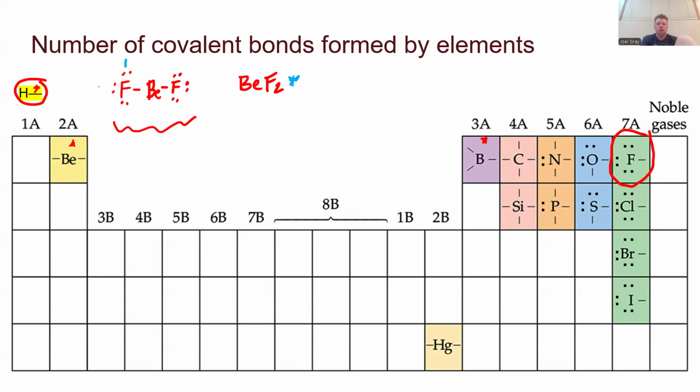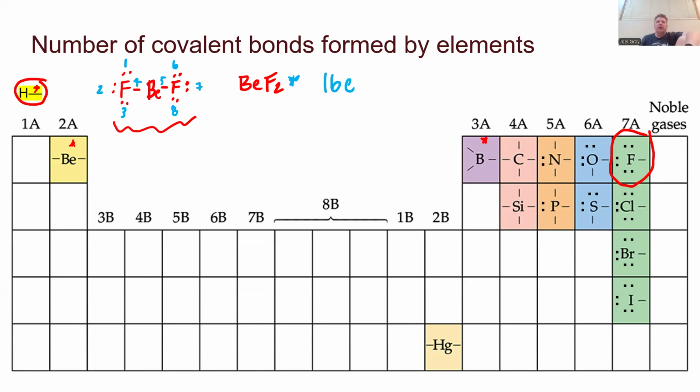Here's 2, 4, 6, 8, 10, 12, 14, 16. So this has a total of 16 electrons.